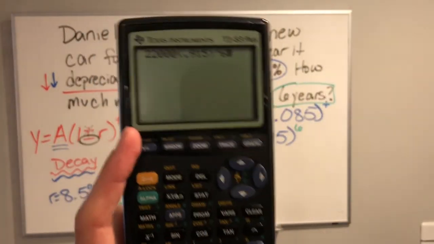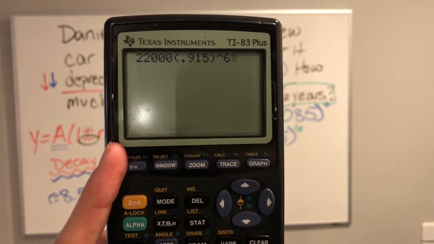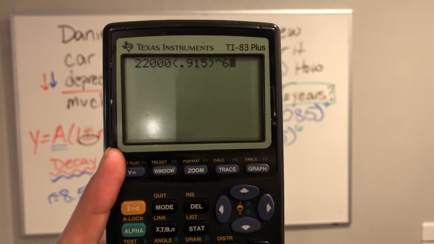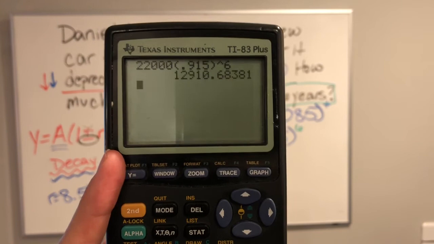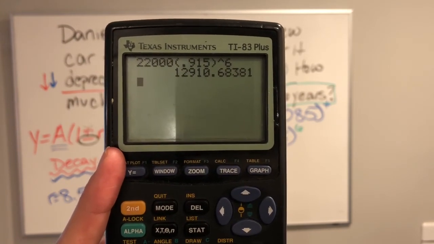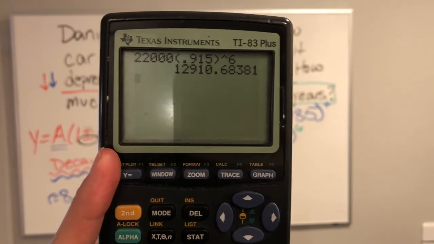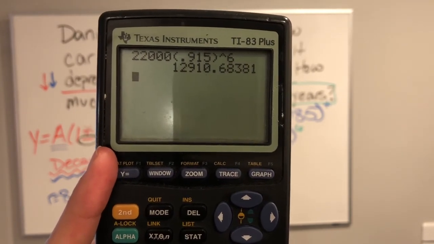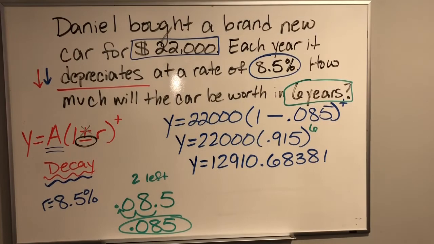We're going to go ahead and plug this entire thing into the calculator. Okay, so here we see I inputted into the calculator 22,000, our initial price of a brand new car, times 0.915 to the exponent of 6 for 6 years. I'm going to press enter and we're going to get 12,910. Now again, looking at this, we are talking about money, so we are going to have to round this to the nearest cent. We do not want to have 0.68381. Okay, so I wrote the number that we got on the calculator on the board.